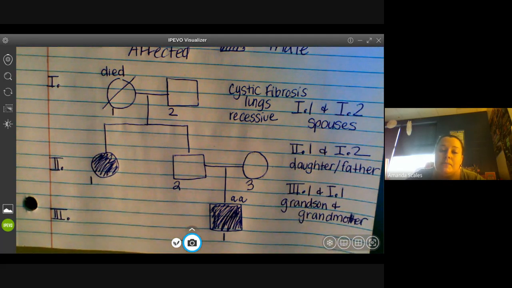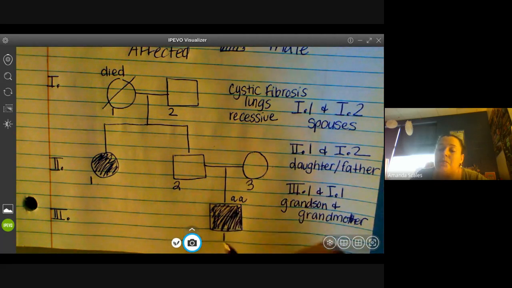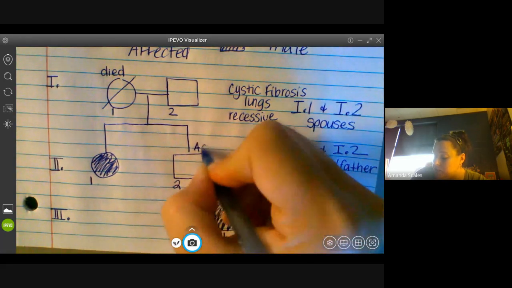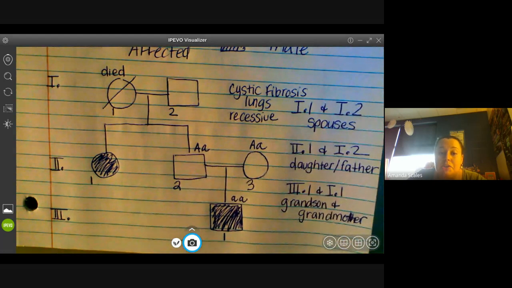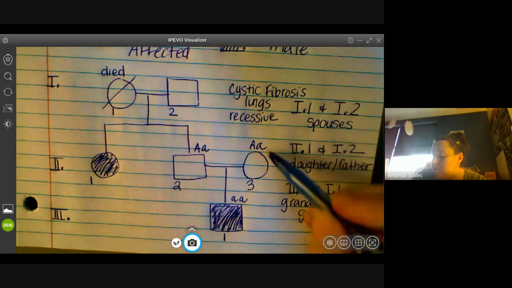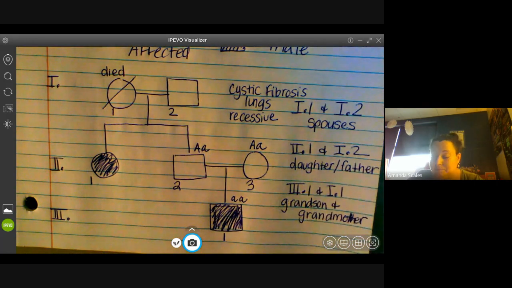A carrier is somebody that is completely normal, that does not show the trait, but they have the allele or the gene for the trait. So again, they carry it, but they're normal. For these 2 people here, the 2 parents, they are carriers. So the way we would write their alleles is with 1 dominant and 1 recessive. And now we know, since their child has cystic fibrosis, that they each carry the allele for it, and that's how it was passed on to their son.